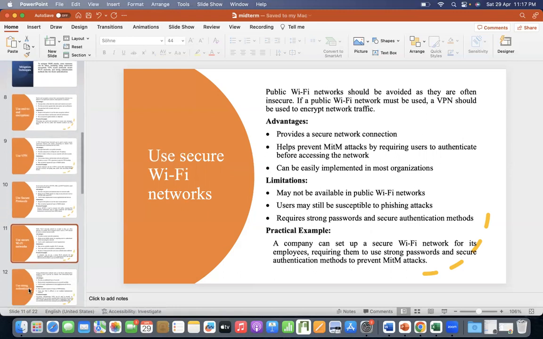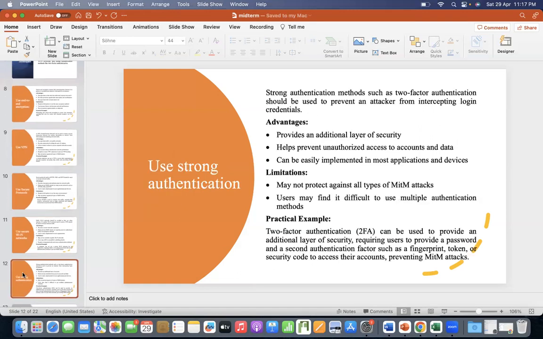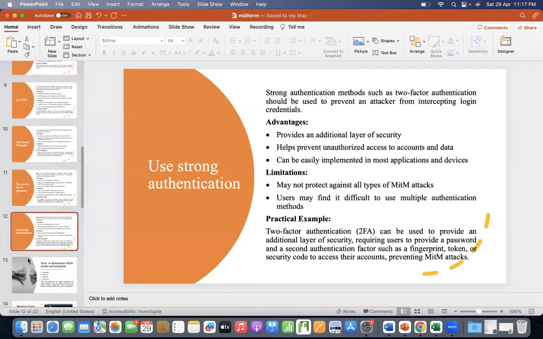The next one is strong authentication. Strong authentication methods such as two-factor authentication should be used to prevent an attacker from intercepting the login credentials. Each and every mitigation technique has both advantages and disadvantages. We need to use the best technique according to our requirements.